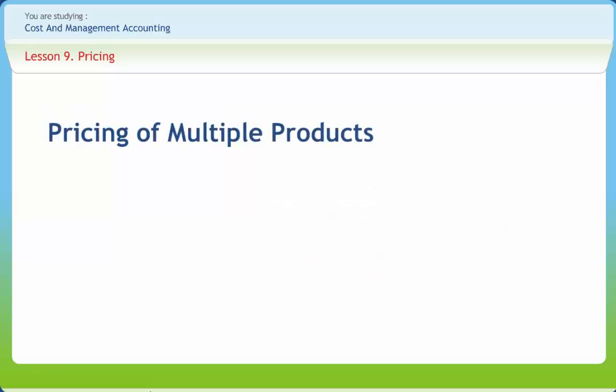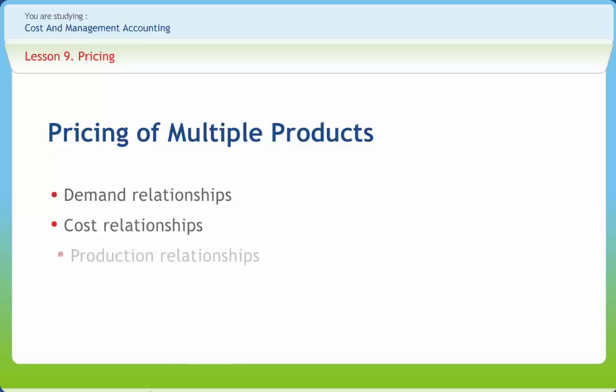Till now, we have considered pricing strategies by the firms of a single product line, but in reality, firms produce multiple products. Such multiple products create four different kinds of relationships, namely demand relationships, cost relationship, production relationships, and capacity relationships.